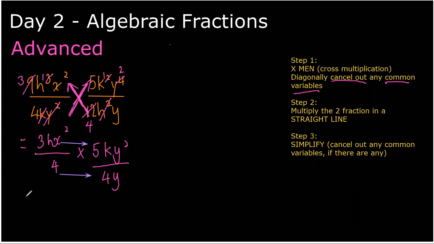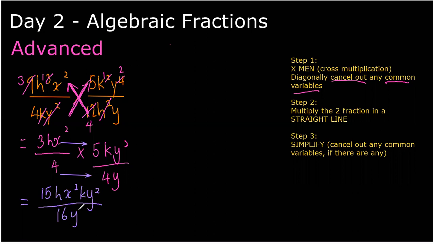So I will get pretty much something like this. Okay, 3 times 5 is 15. h, okay, h to the power 1, x squared, k, y squared, okay, over 4 times 4 is 16y.